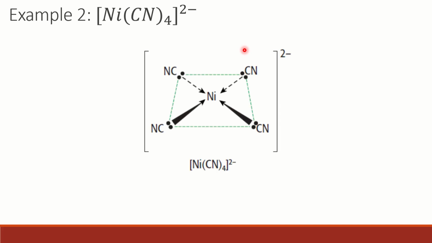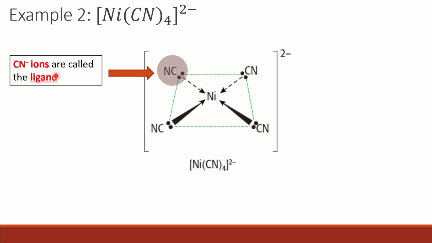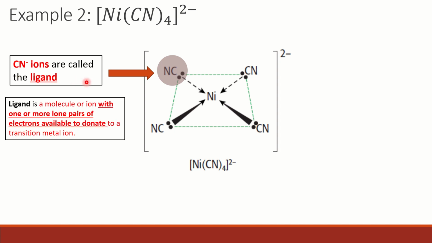Now let's take a look at the shape. So here is the shape of Ni bracket CN4 2 minus. What is our ligand? It is the CN minus. So CN minus ions are the ligand. Again, recap what a ligand is. It can be a molecule or an ion. So here we have an ion, CN minus, with pairs of electrons to donate. Yes, it has those pairs of electrons to donate to the central transition metal ion. So this is your ligand.